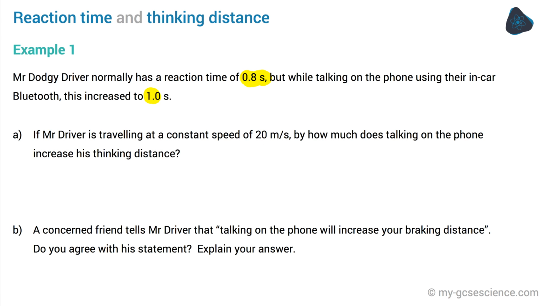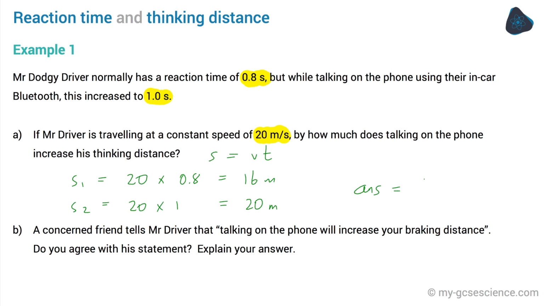We'll start by highlighting the key information in the question. In part A, because the speed is constant, the equation to use is distance equals speed times time. When the reaction time is 0.8 seconds, the thinking distance is just 20 times 0.8, which gives 16 meters. When the reaction time goes up to 1 second, the thinking distance increases to 20 times 1, which is 20 meters. So that means that the increase in thinking distance is just 4 meters, which is about 1 car length.